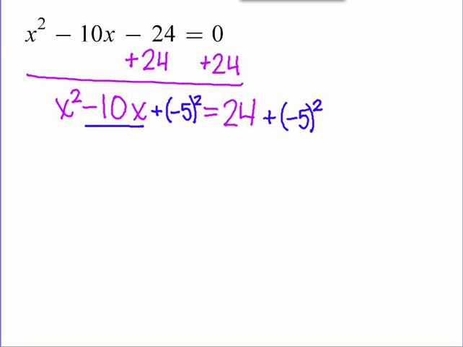Now on the left side, do we remember we write this in factored form? What's going to be my first term in the parentheses? x. So the first term will be x. What's my last term going to be? -5. Good. That's why we put the negative and attached it there, because otherwise you would have just put +5 and you would have been off. So equals 24 plus (-5) squared. What is (-5) squared? 25. So what is 24 plus 25? 49.